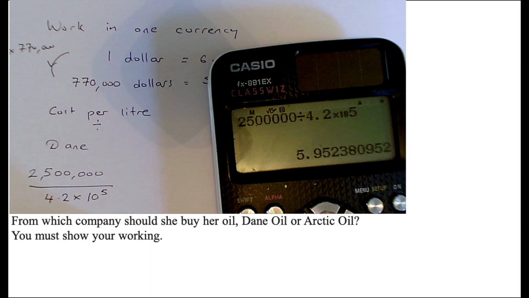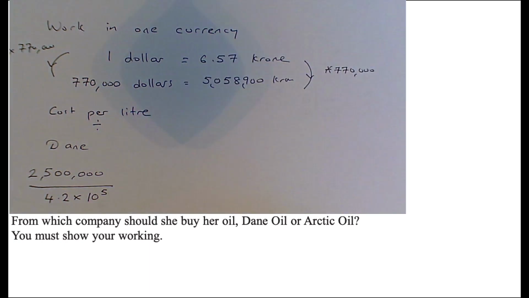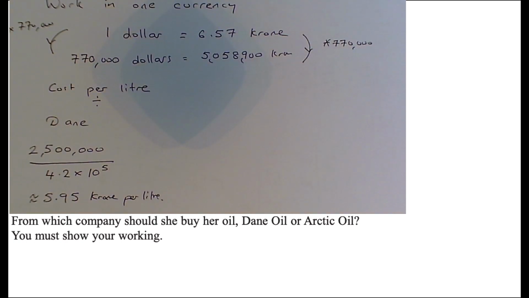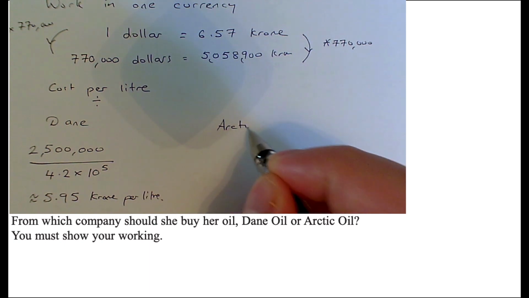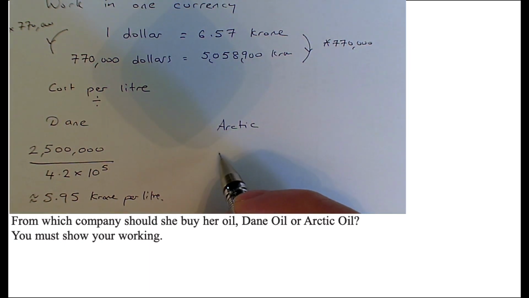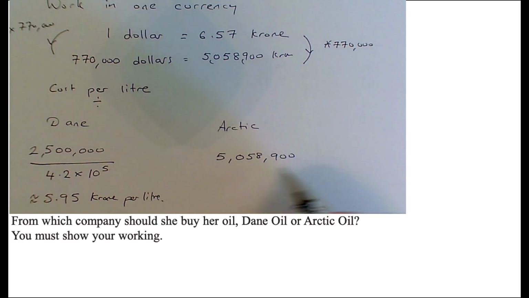Okay, so let's write that down. I don't know why that's gone off the bottom of the page, so hopefully I'm going to shift it all up. Yes, I am. Good. Right, now the Arctic Oil Company. I don't really want to go and dig up the Arctic, I suppose, but let's see how much it costs per litre. So just over 5,058,900 krona. That's the cost, divided by the number of litres. How many litres have I got? Well, it's 8.6 times 10 to the 5.